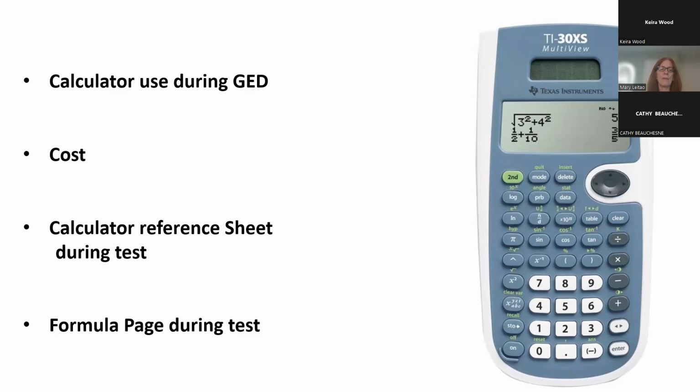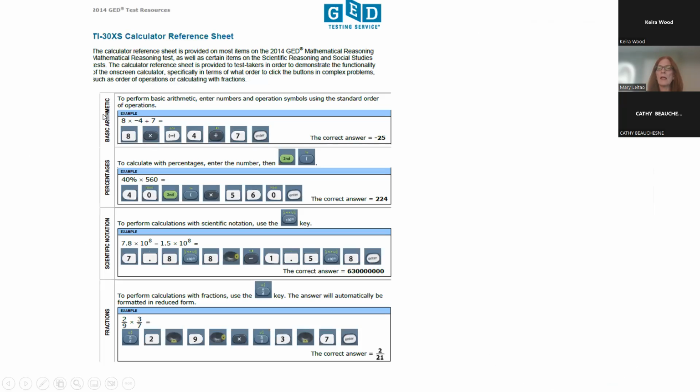But these things that are available for the GED test are available online. They're on GED Testing Service. There's the calculator reference sheet and the formula page available. So here's the calculator reference sheet, and it's actually 2 pages, but I only put 1 page on here just as a demonstration of what it looks like. But it's a 2-page document. During the test, they get access to the calculator itself and then the formula page.